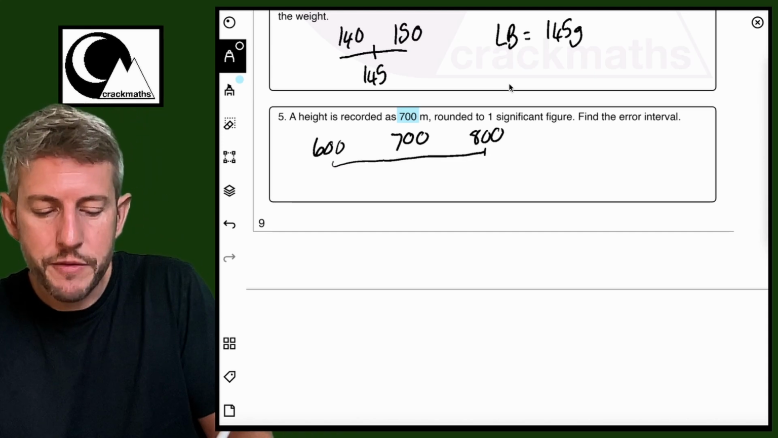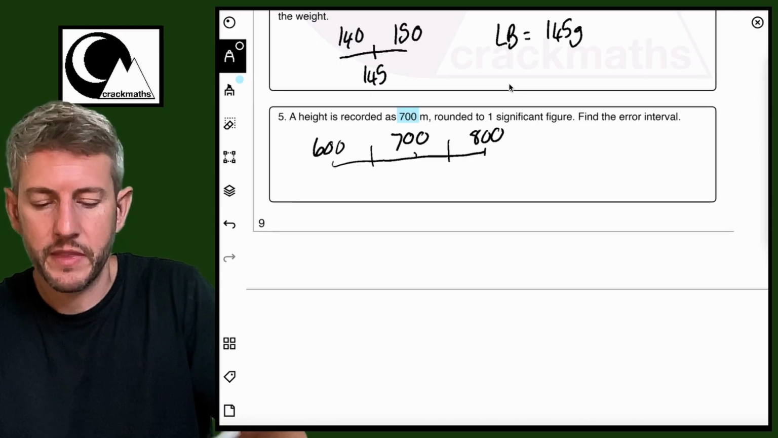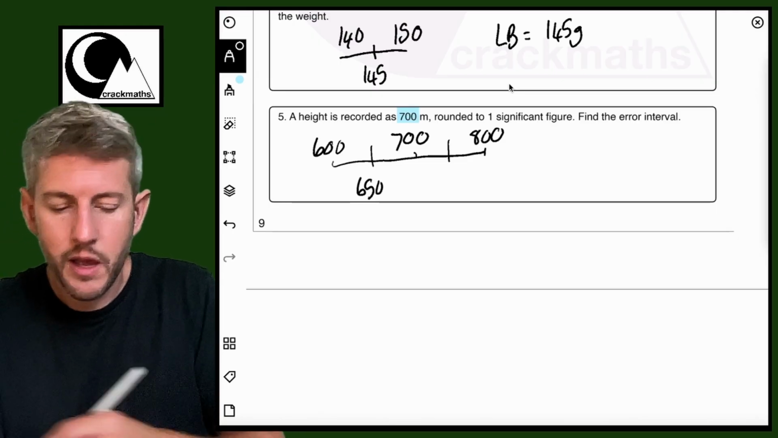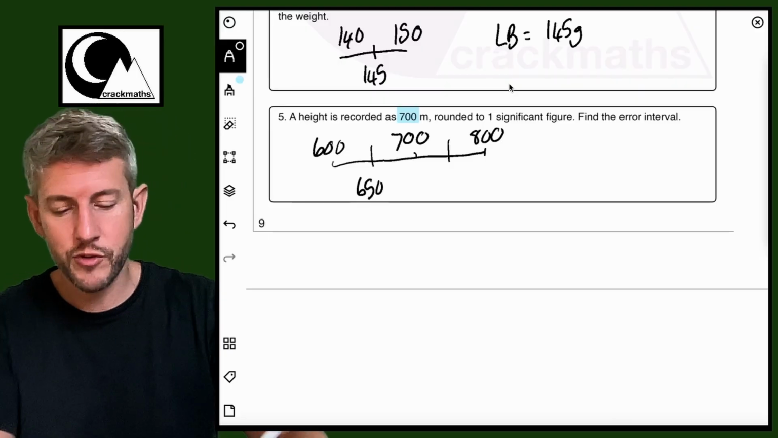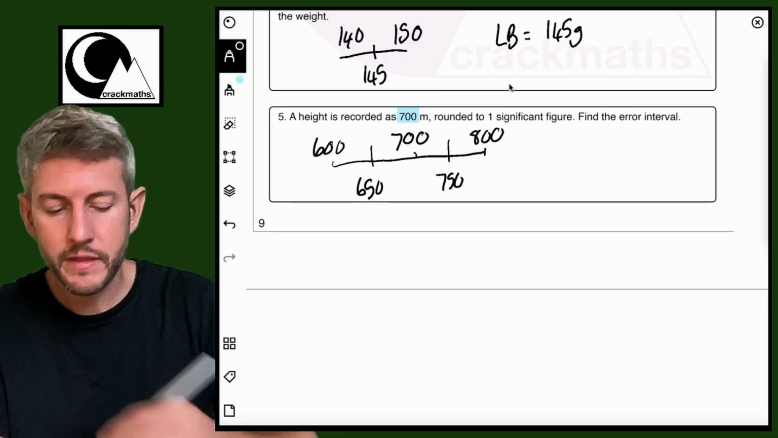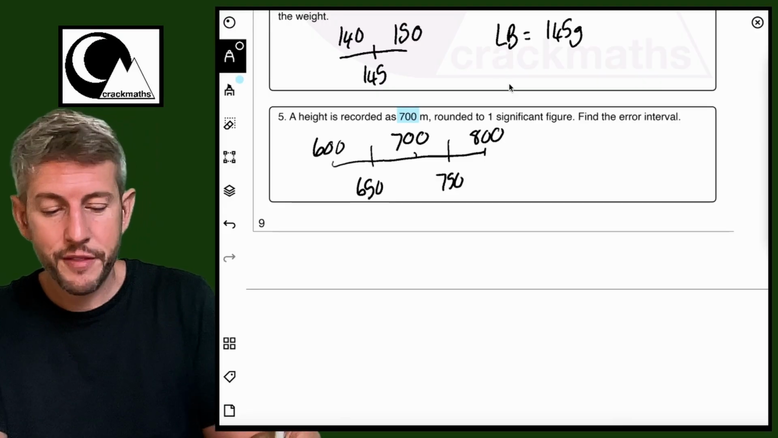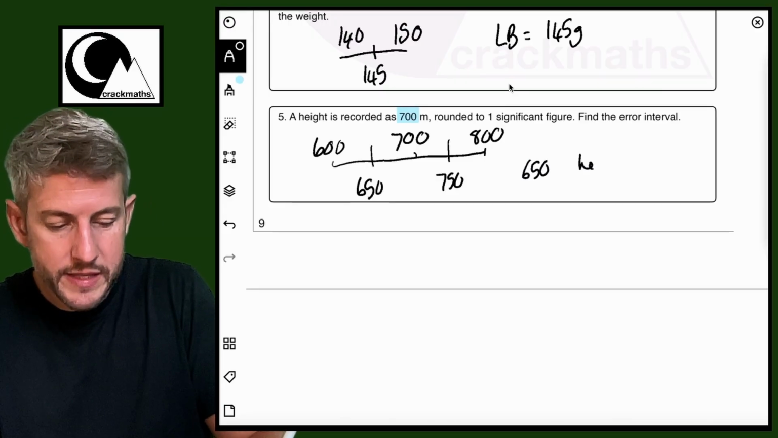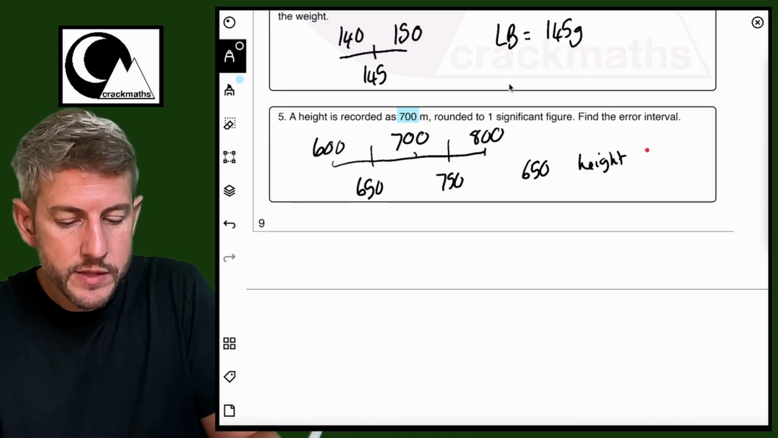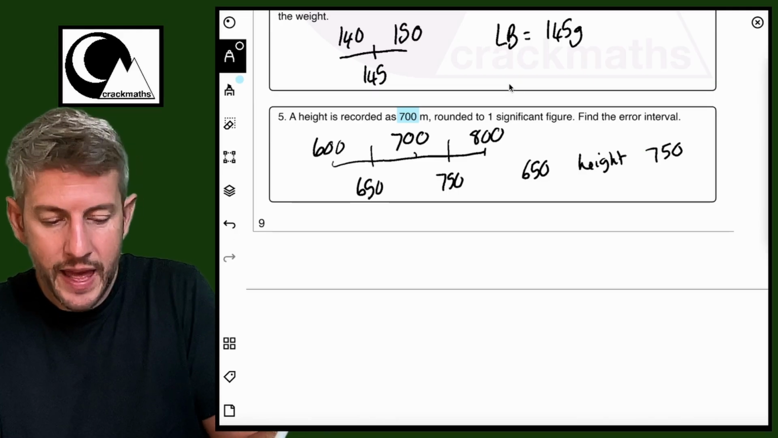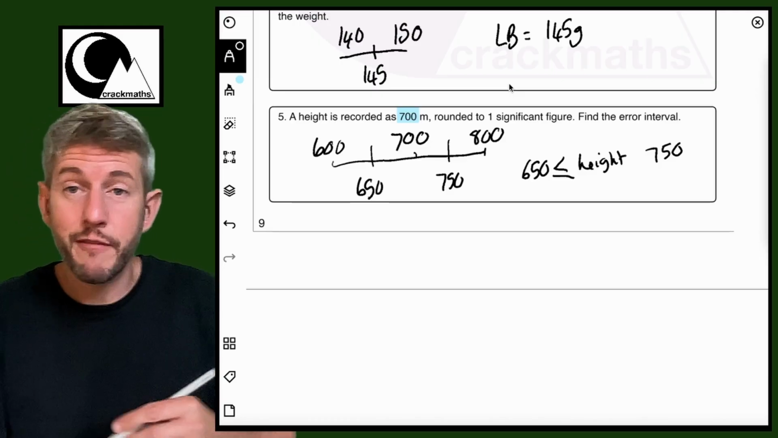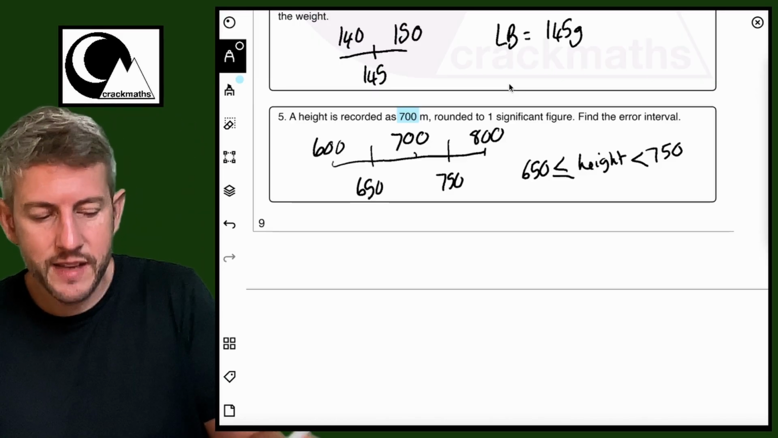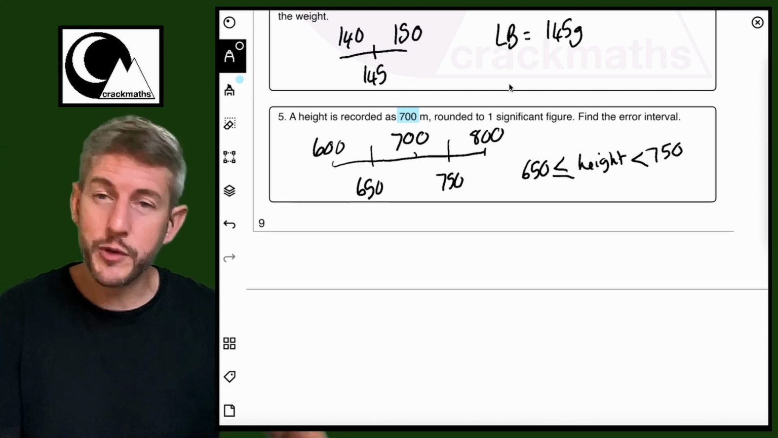So then what we do is we find our midpoints. So halfway between 600 and 700 is 650. Halfway between 700 and 800 is 750. Okay, and then that gives us our error interval. So we've got 650, we've got height, we've got 750. Okay, and the height is greater than or equal to 650 because 650 would round up, and it's strictly less than 750 because 750 would also round up.